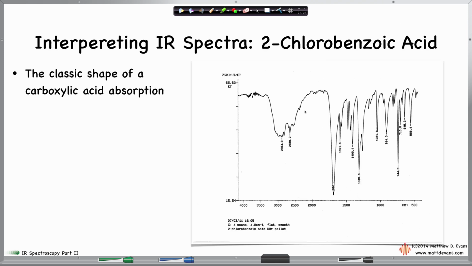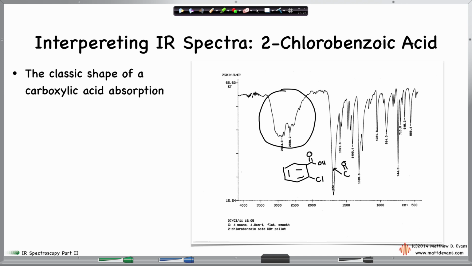Here's a carboxylic acid, and carboxylic acids generally have this pattern. Let me just show you the structure here too. So benzoic acid: benzene, carboxylic acid, and then 2-chloro is here. We've got the typical C double bond oxygen absorption. Again, it's not very close to 1700.